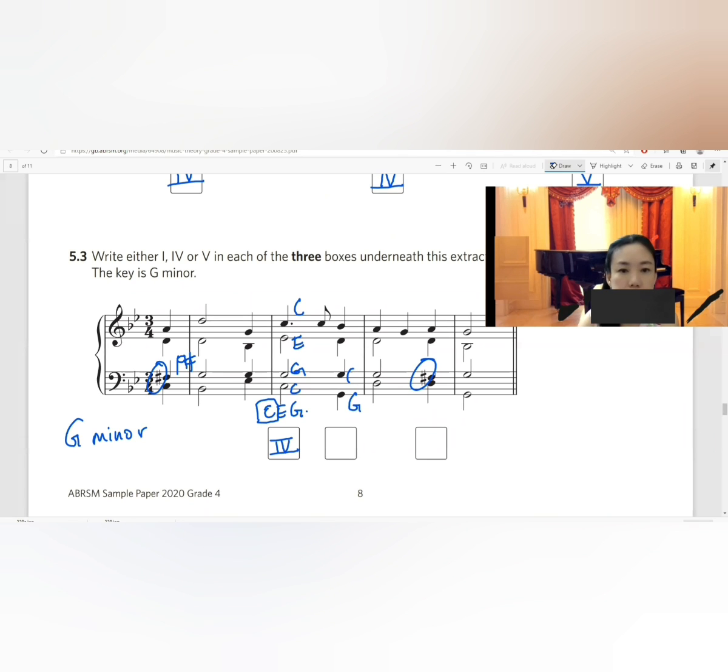Next one, this is a G, B, D. So this is a GBD chord. In G minor, GBD starts with G, which is the 1st note. So you write down chord 1.